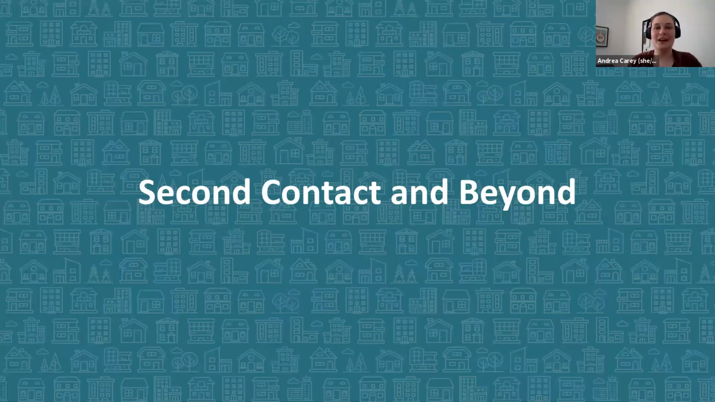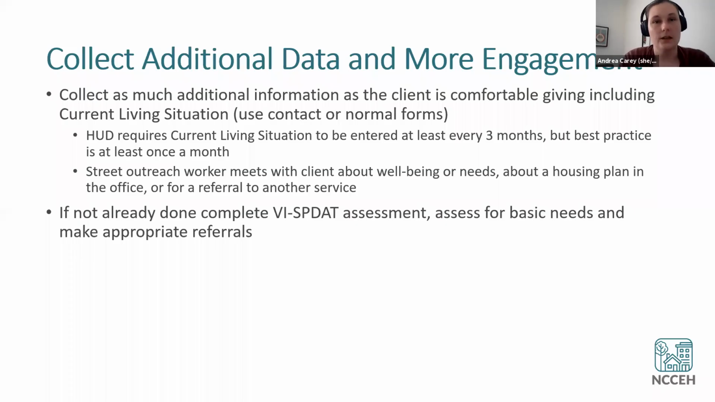Okay, let's go to second contact and beyond. So what do we do after we first meet a client, and how does that relate to what's in HMIS? So we're going to collect additional information. We're going to continue engaging. And as a client is comfortable, we're going to enter that into HMIS. You can use a supplemental contact form to keep some notes, or you can use our normal interim update and start forms as you're building that record for a client.